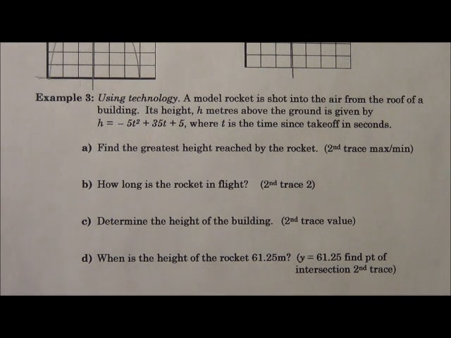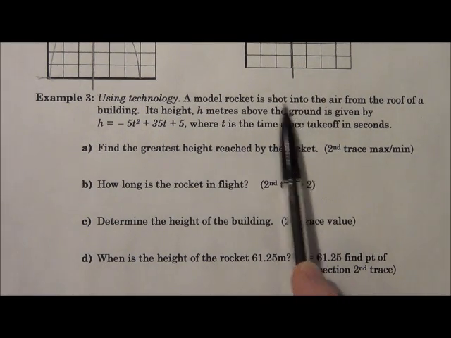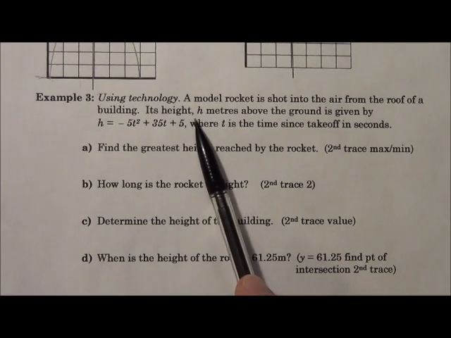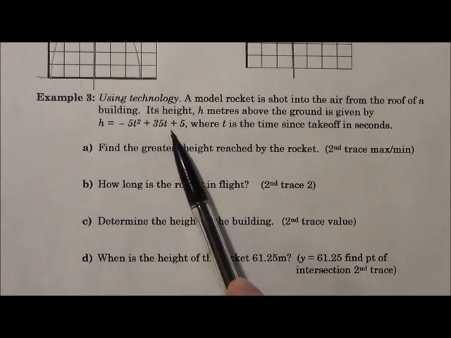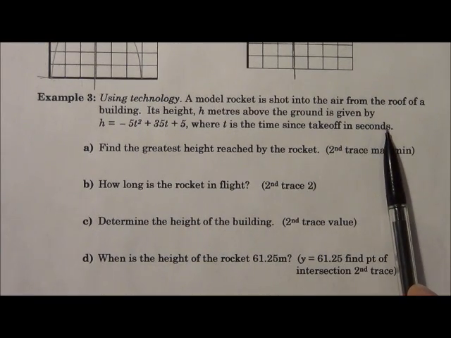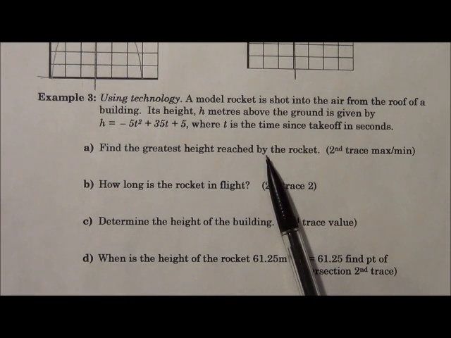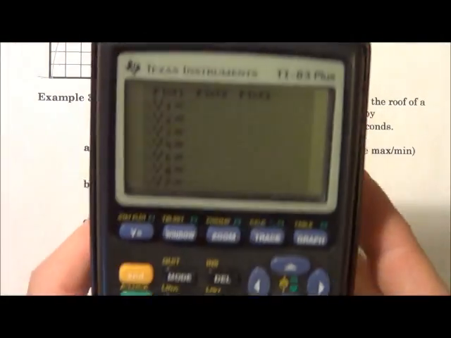So what we want to do is take a look at this example of a model rocket shot in the air from a roof of a building. The height h in meters above the ground is given by this equation, negative 5t squared plus 35t plus 5, where t is the time since takeoff in seconds. We want to find the greatest height reached by the rocket. Well, first of all, let's take a look at how we would put that equation into the calculator.